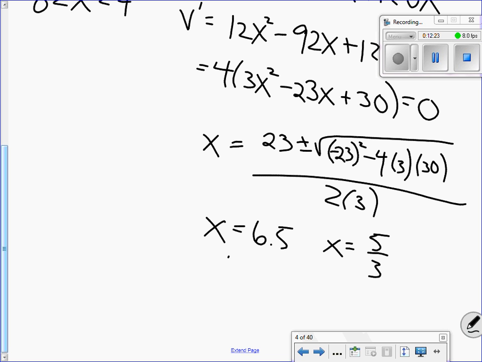Okay, and this is the reject guy, right? This is the reject guy, because it's greater than 4. Remember, x has to be between 0 and 4. So we're not even going to consider it.